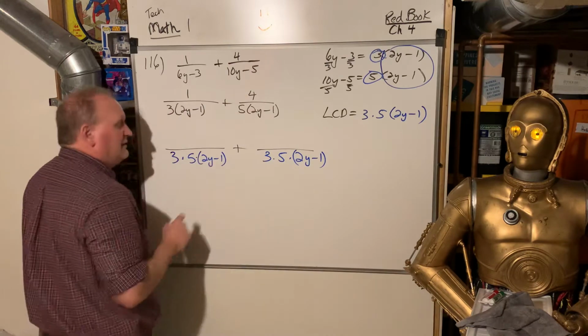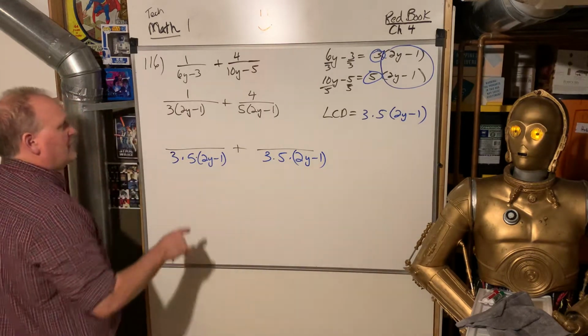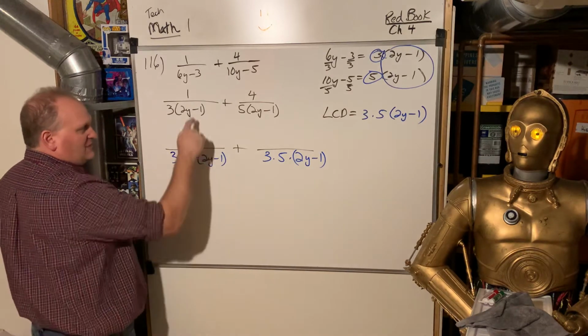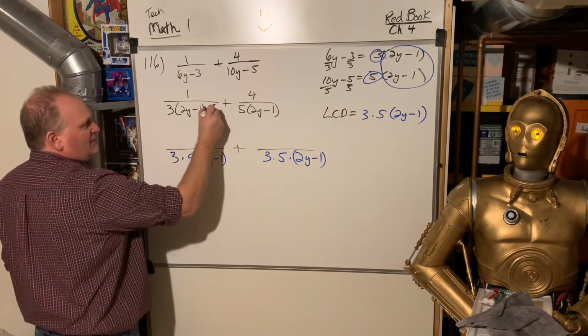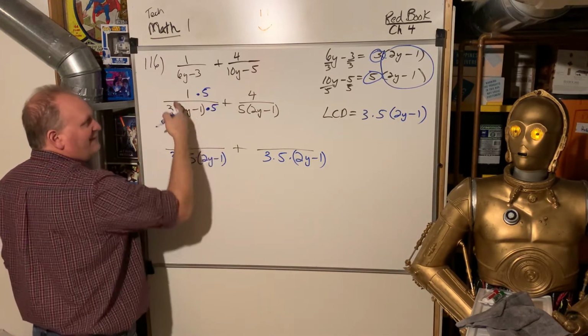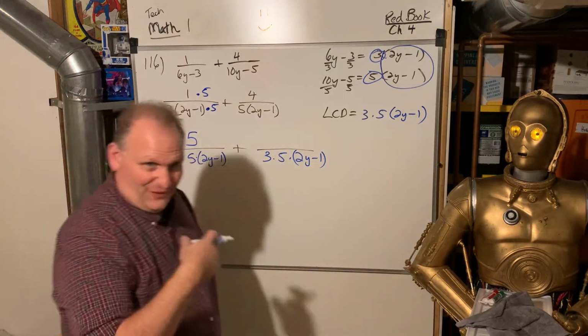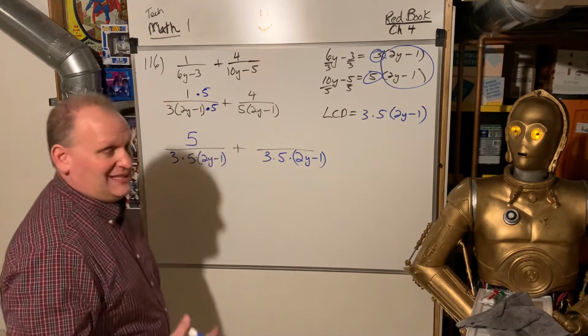All right, common denominator. So now you look and say, well, what's it missing? Well, I got the 3. I got the 2y minus 1. I don't have the 5. So I have to multiply that by 5, multiply that by 5. 5 times 1 is just 5. A little easier than that problem I had on the board before where it was a binomial times 3y.